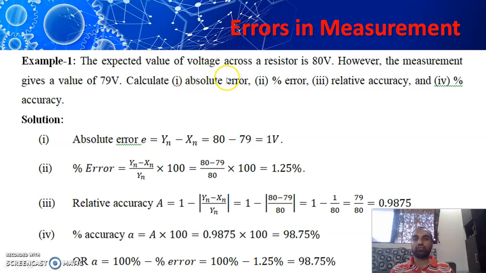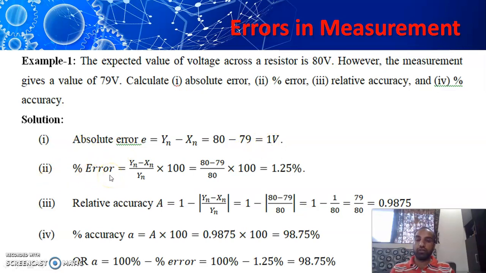So the given data is the expected value of the voltage across this resistor is 80 volt, and if the instrument is used here for the measurement of that value, it gives the value of 79 volt. So how to calculate that absolute error, percentage error, relative accuracy and percentage of accuracy. So we'll see in detail about that. So first, calculation of absolute error. Absolute error is the difference between the expected value and measured value. Expected value is 80, measured value is 79. So the difference is 1 volt. 1 volt is the absolute error.